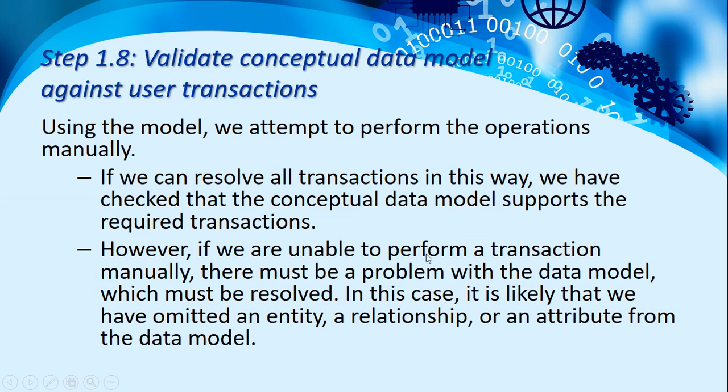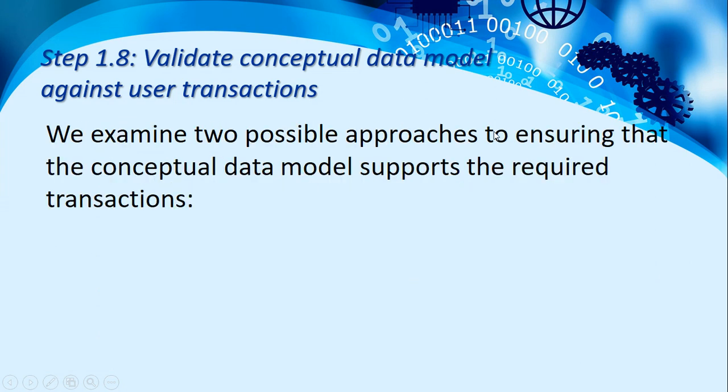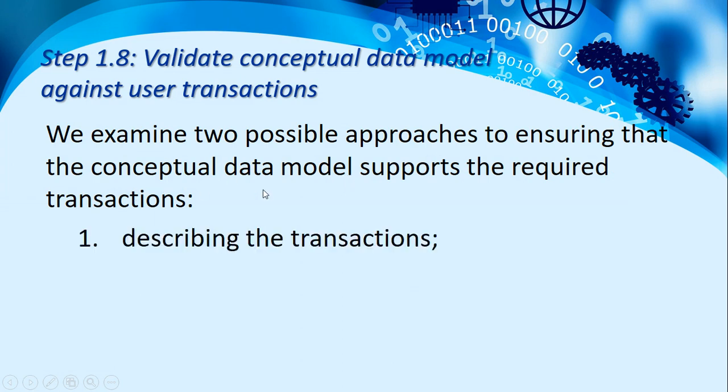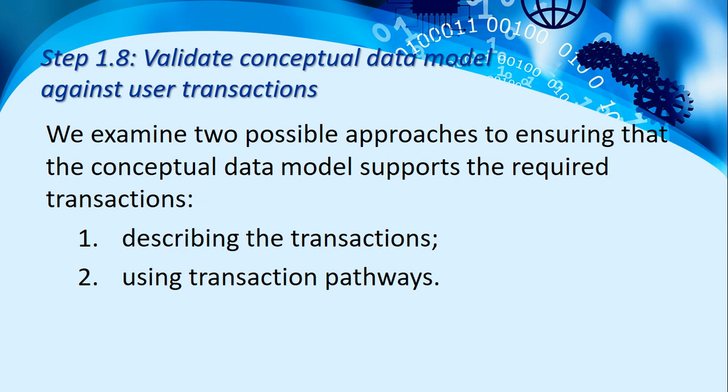There must be a problem with the data model which must be resolved. In this case, it's likely that we have omitted an entity. Possibly we overlooked or removed an entity, relationship, or attribute from the data model. So, yeah. Okay, we examined the two possible approaches to ensuring the conceptual data model supports the required transactions. First is describing the transactions, and the second is using the transaction pathways.